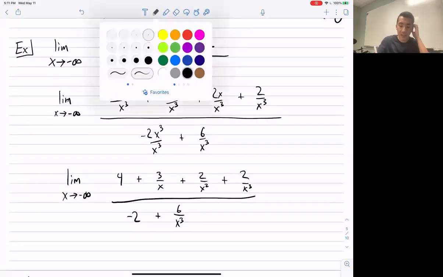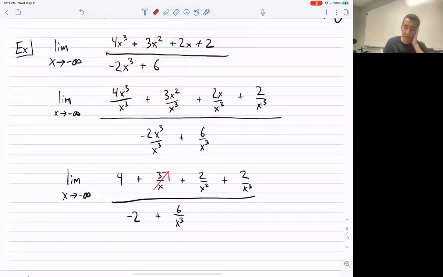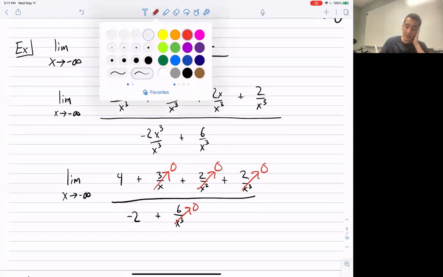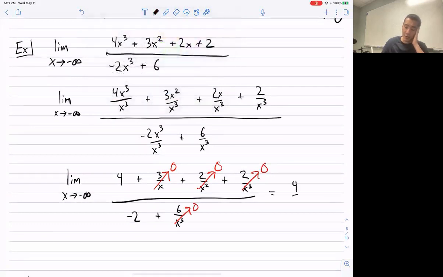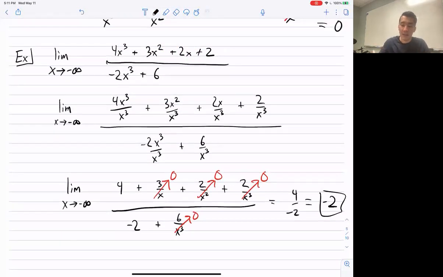And so now we can just plug in infinity, or negative infinity, I should say. That goes to 0, that goes to 0, that goes to 0, that goes to 0. And so this just equals 4 over negative 2, which is negative 2. And so that will be the end behavior for this guy. So it will have a horizontal asymptote at negative 2.